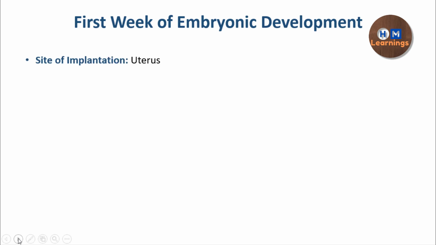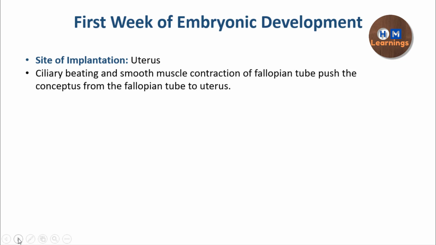We know that the site of implantation is the uterus, and that the site of fertilization was the fallopian tube, or the ampulla region of the fallopian tube. So now the conceptus, or zygote, or embryo is going to be transported from the site of fertilization to the site of implantation by the ciliary beating and the smooth muscle contraction of the fallopian tube.